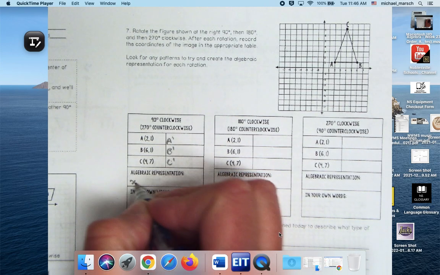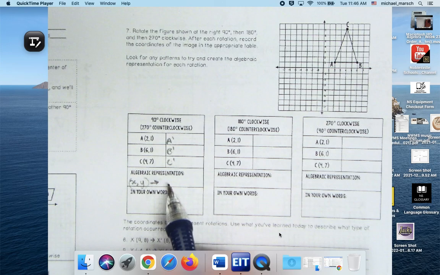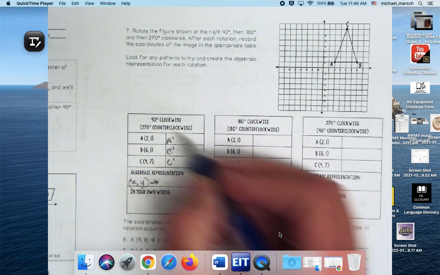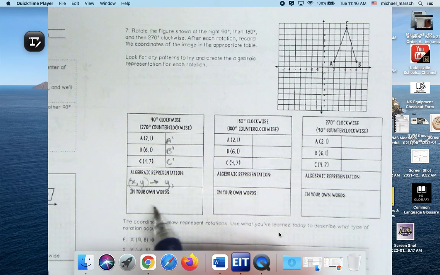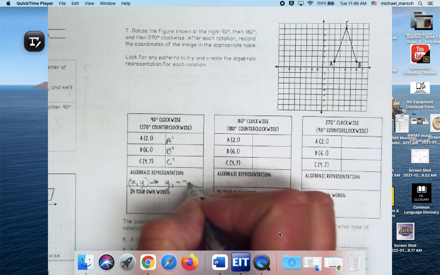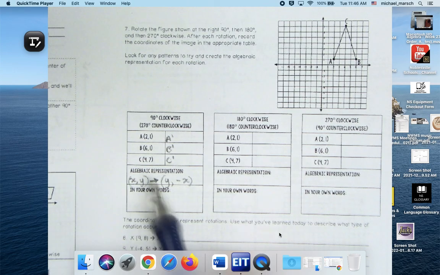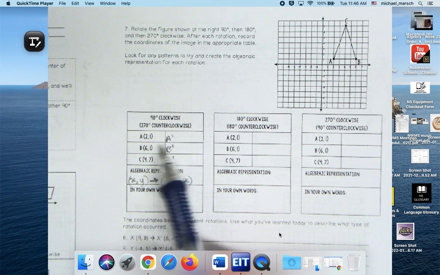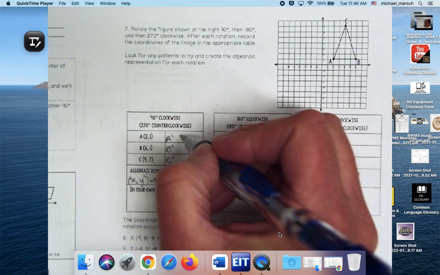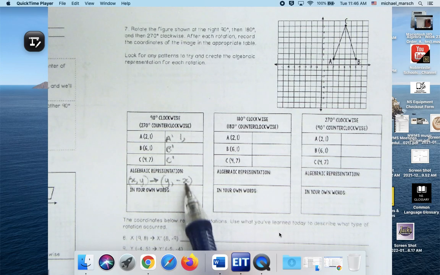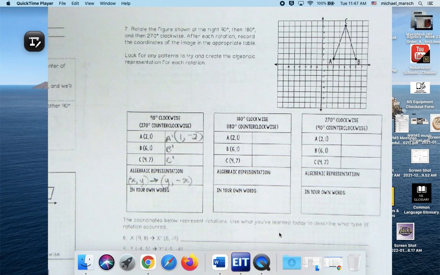So the algebraic representation is, if you start out with (x, y), your image is going to be the value that was y in the x spot, and the value that was x will be the opposite and in the y spot. So I'm going to take these numbers and put the y where the x was, and put the x where the y was, and do the opposite. So A prime would be at (1, -2).